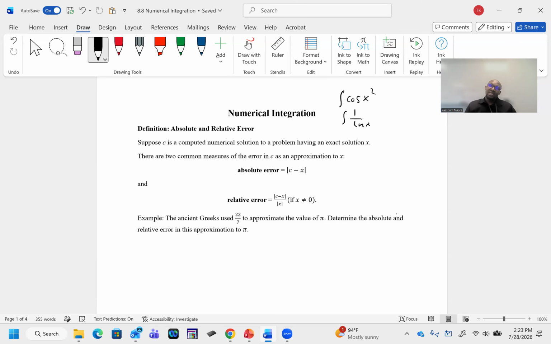Let's start with our first example. The ancient Greeks used 22 divided by 7 to approximate the value of pi. Determine the absolute and relative error in this approximation to pi. That's easy. We use 22 divided by 7 to approximate the value of pi, so pi is the exact value and 22 divided by 7 is the approximate value.